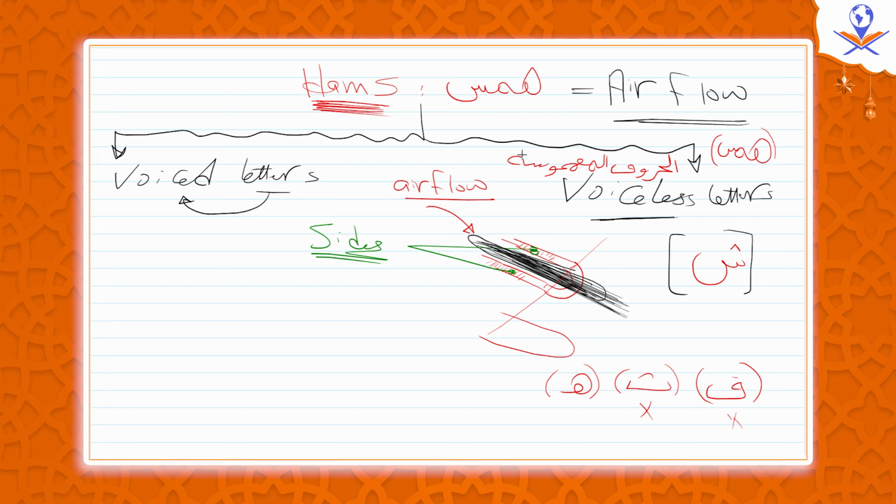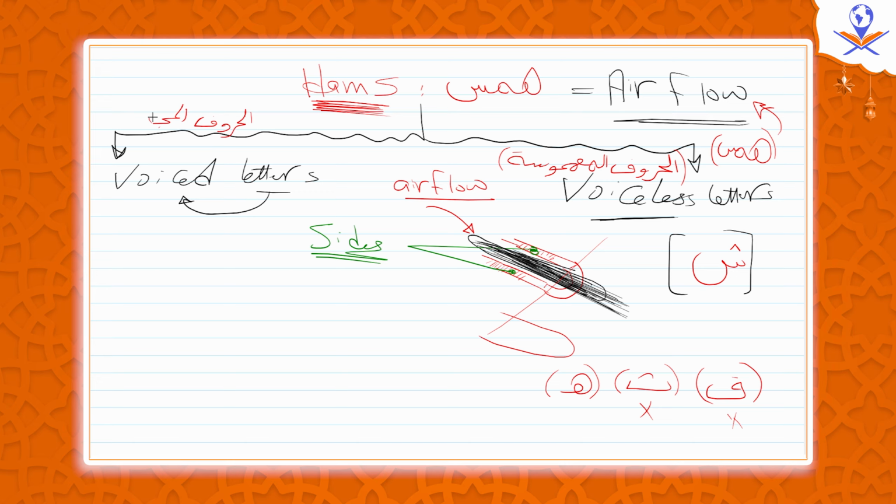Mahmusa. Al-mahmusa means voiceless letters. Hams itself means airflow or whisper. How about voiced letters? This is the opposite of hams. If you remember, it was named jahr. So here al-huruf, huruf means the letters.